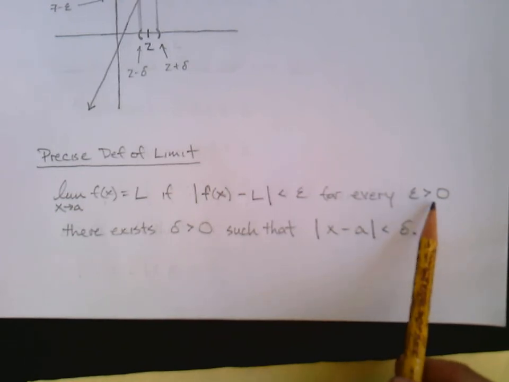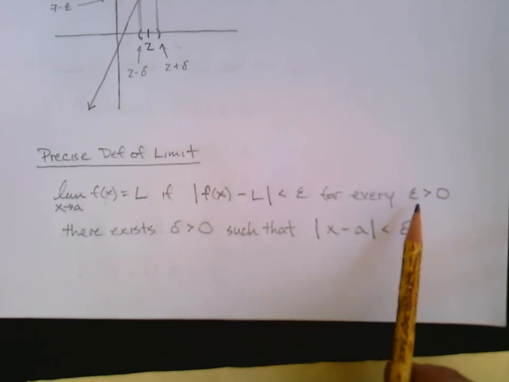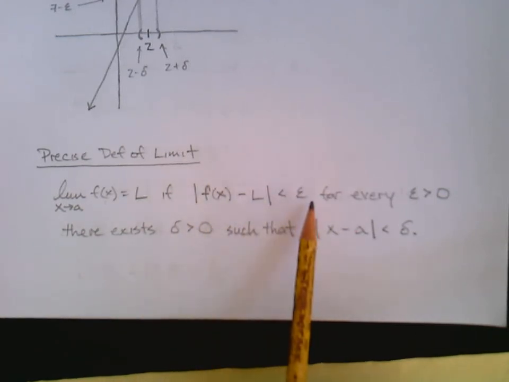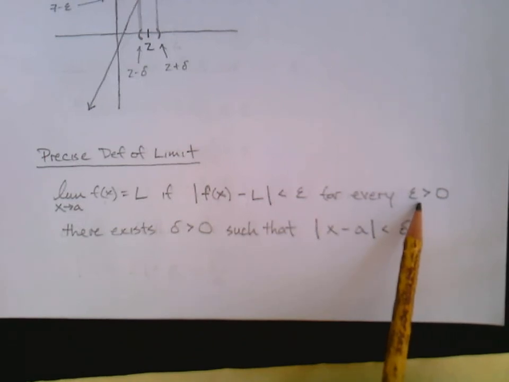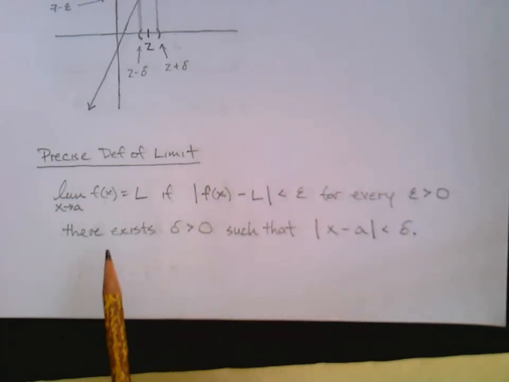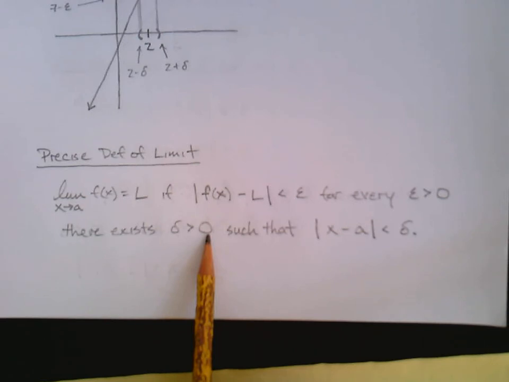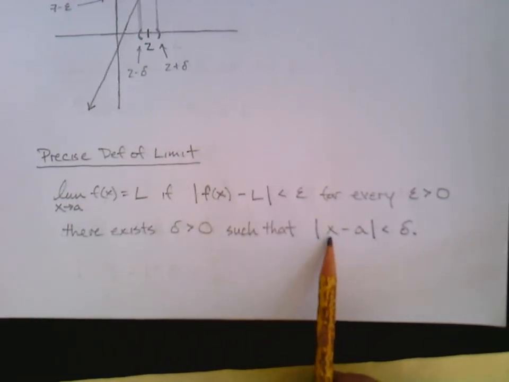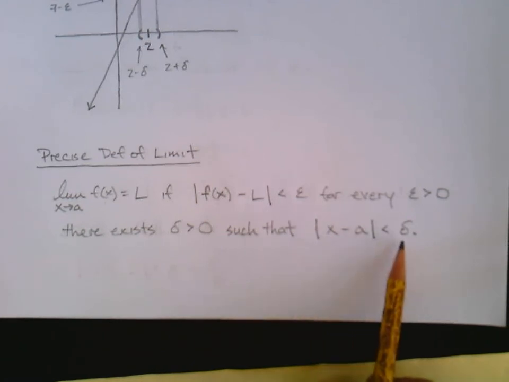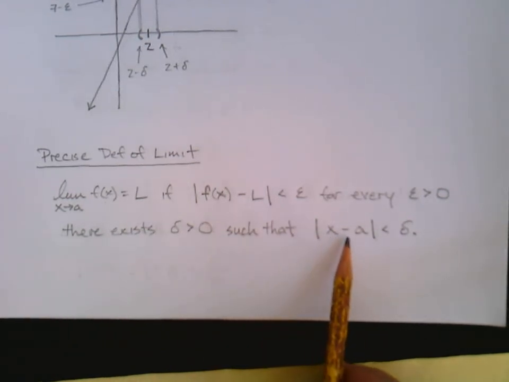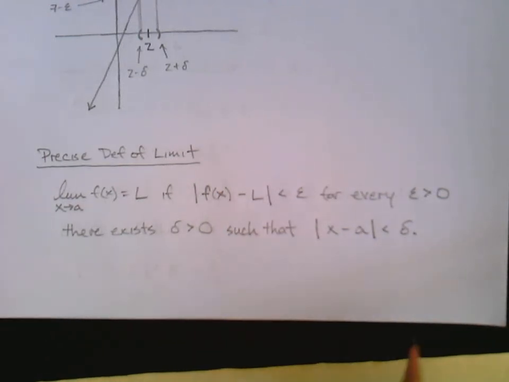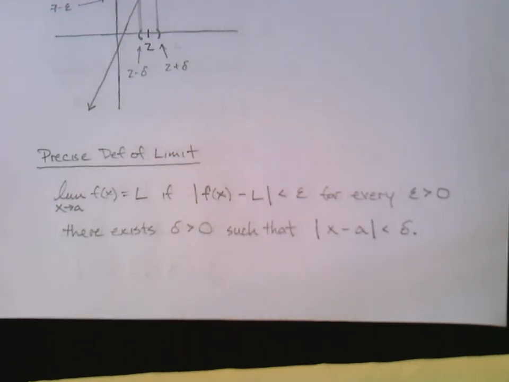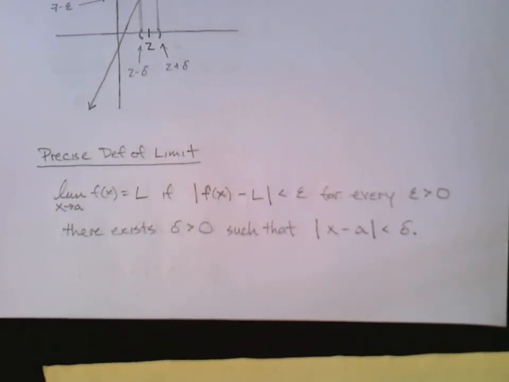Why do we say greater than 0? Well, epsilon is always positive. It's a distance, and it will never equal 0. So if the distance between these is less than epsilon for every single epsilon greater than 0, there exists delta greater than 0, also positive, such that the distance between x and a is less than delta. So as you approach a, you come within delta, then we know this is going to be within epsilon. There's your precise definition.